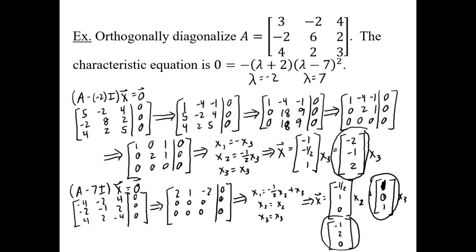Okay, so I'm going to give these names. I'm going to call this one Z1. I'm going to call this one Z2, and I'll call this one Z3. And let me write these on the next screen here. So we have Z1 was -1, 2, 0. Z2 was 1, 0, 1.